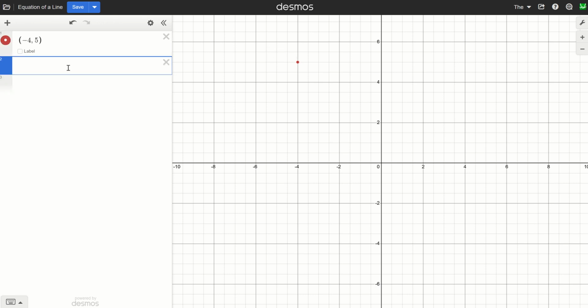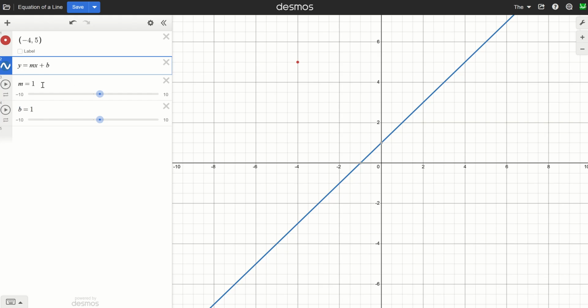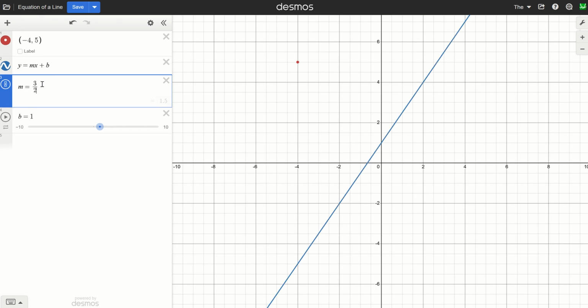So in step 2, it says go to line 2 and enter y equals mx plus b. And you'll see this option that says add slider, m, b, or all. You're going to select all. Now it automatically defaults to where the slope is 1 and b, the y-intercept, is also 1. We're going to change m to be 3/2, or 1.5, because that's the slope that we were given.